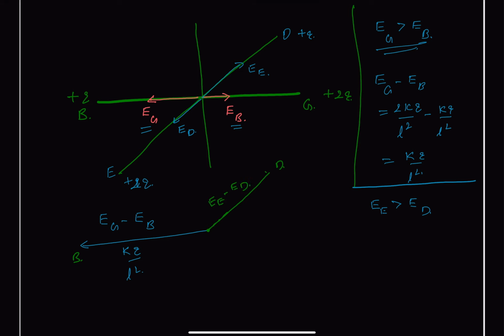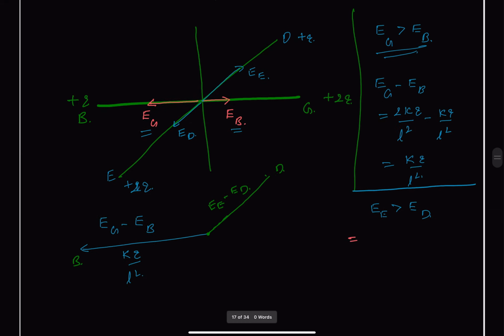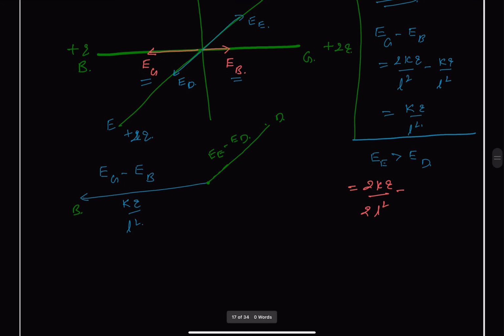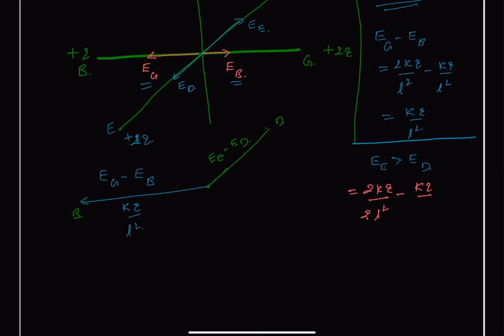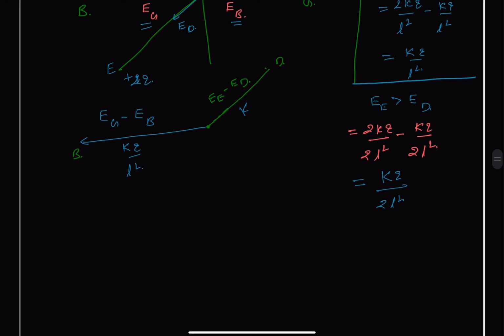So we can find out electric field of E. It is 2kq upon 2L square minus electric field D is kq upon 2L square, and this gives us equal to kq upon 2L square.